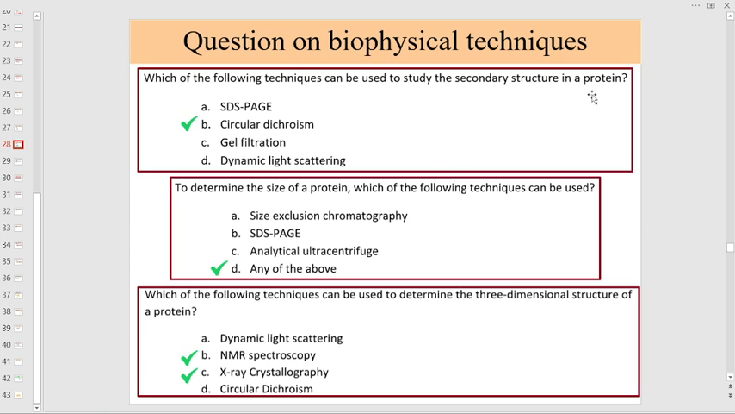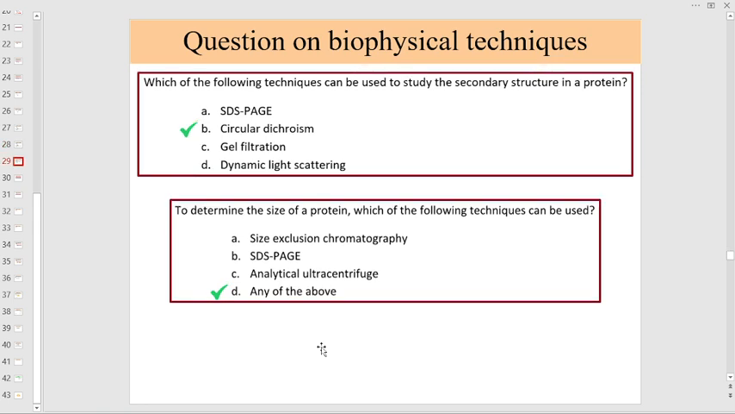For studying the secondary structure of a protein, circular dichroism can be applied, and SEC, SDS-PAGE, AUC, all of these can tell you about the size of a protein. And for the last one, DLS basically tells you about the size of a protein, but the 3D structure of the protein can be given by NMR and cryo-EM, and circular dichroism tells you about the secondary structures of a protein.